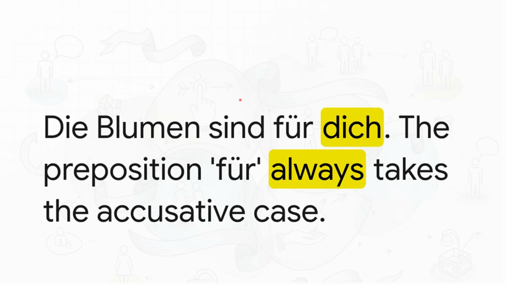But why? Because the preposition für, which means for, always requires the accusative case. This is a very important rule in German. Whenever you see für, the pronoun or the noun after it must be in the accusative form. So we say für dich or für mich or für ihn.